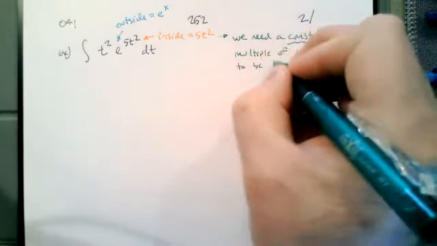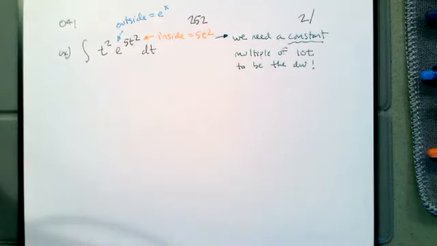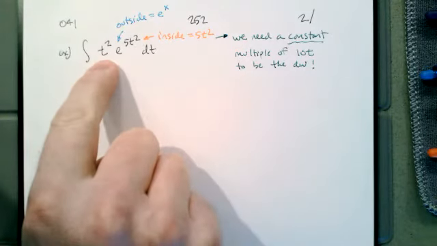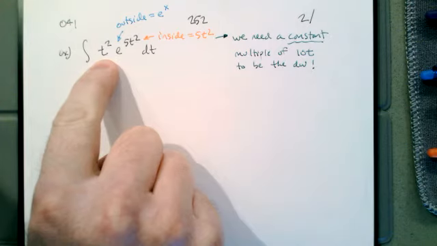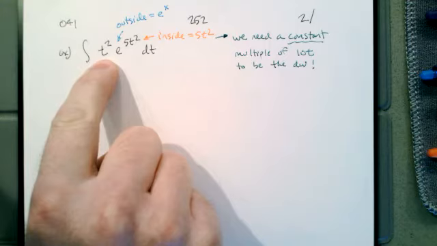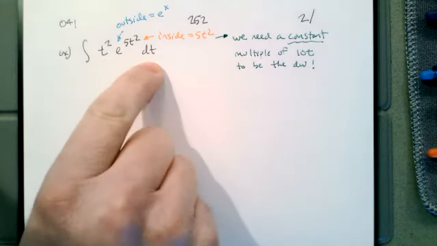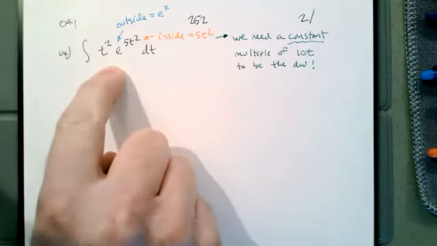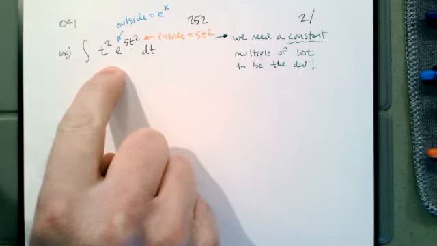Once we identify 5t squared as our inside function, so we can integrate an e to the w function, that says we need a constant multiple of 10t to be the dw. We don't have a constant multiple of 10t or t. We have a constant multiple of t squared. Only one of these t's is necessary to be the dw along with the dt. We have an extra factor of t that we can't account for in our method.